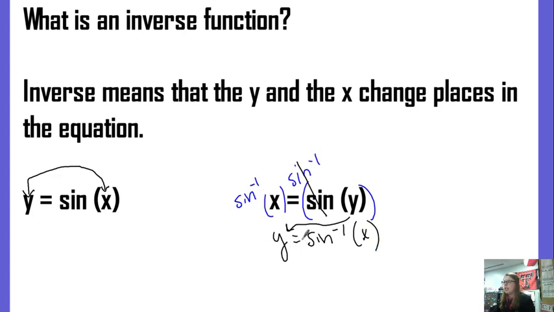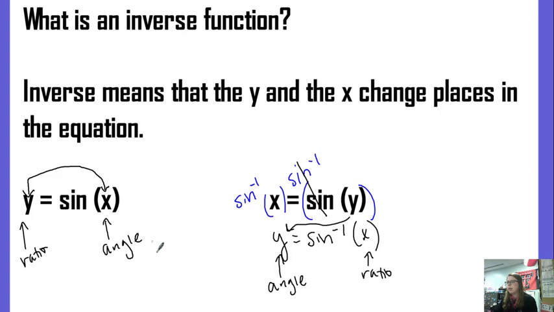So if y equals inverse sine of x, it's like the x and the y have switched places, because now this is the ratio and this is the angle measure, whereas before, this was the ratio and this was the angle measure. Okay, so that's what that means.